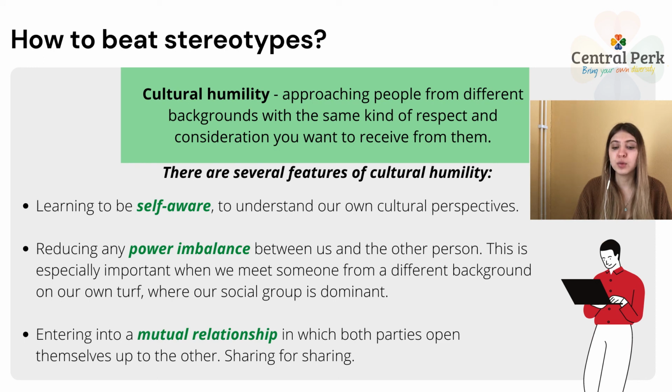And the last one is entering into a mutual relationship in which both parties open themselves up to the other, sharing for sharing. Very important rule, sharing for sharing. So for example, if the living room was open, then you would meet many people there of different backgrounds and of different nationalities together, and you would have a conversation, just simple conversation with them. You would most probably discuss also the cultural differences, and then the person would tell you about their cuisine, about their traditions, about their values, and also about their stereotypes. And you need to share as well about your culture. You would need to share as well about, okay, what are the stereotypes of your culture? This is exchange. Only by exchanging knowledge, only by sharing for sharing, we can combat stereotypical thinking.